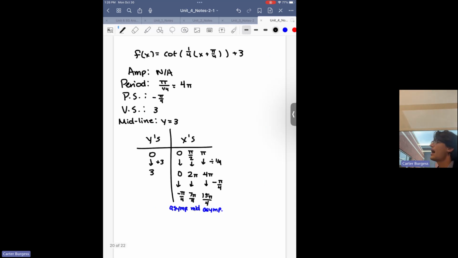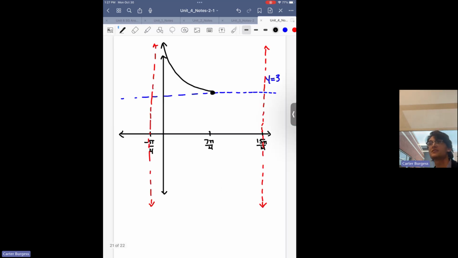Between pi over 2 and pi, what quadrant do I live in? Second quadrant. And what do I know about cotangent in the second quadrant? It's going to be negative: positive y, negative x. When we divide them, we'll get a negative. And so my function will be below the midline. We end up with something like this.